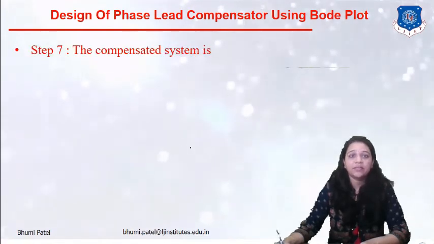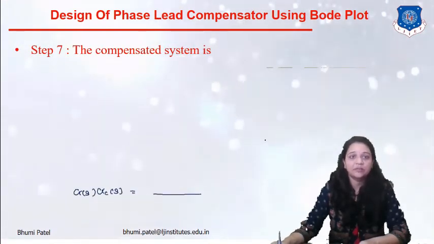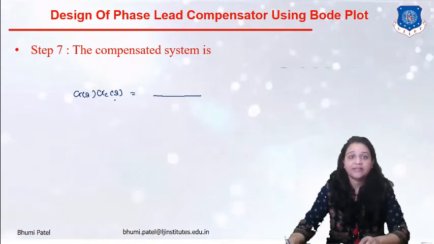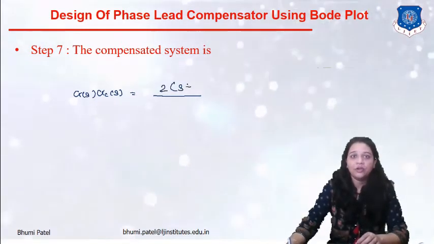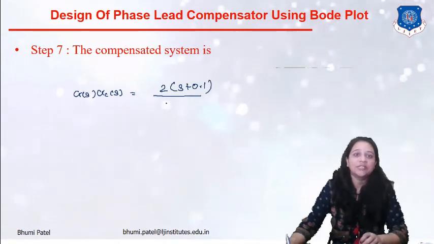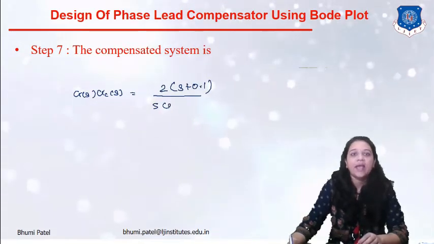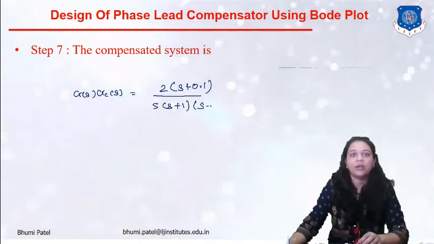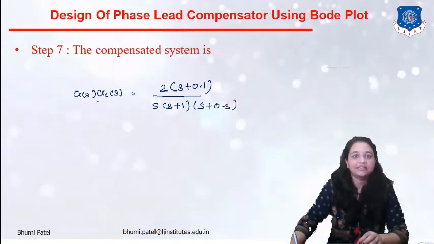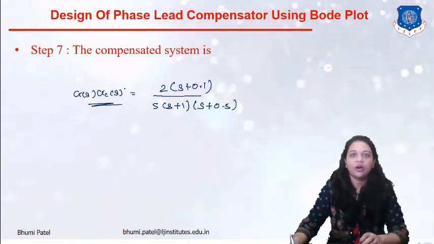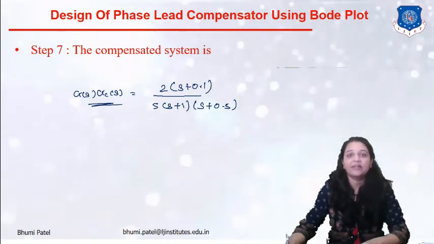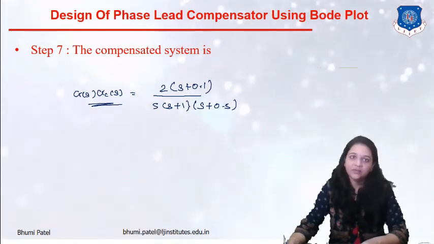Now step number 7, the compensated system. As we know, G of S into GC of S, where we have K equal to 2, the zero equal to 0.1, S plus 1, S plus 0.5. So the transfer function is G of S into GC of S, where GC of S is the compensator transfer function.